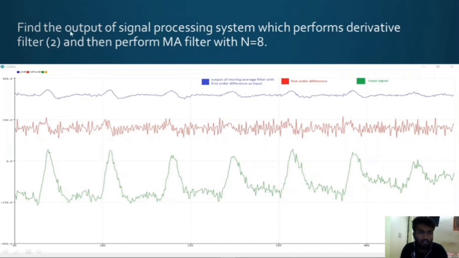The next question is to find the output of the signal processing system which performs a derivative filter, that is the first order derivative, and then performs a moving average filter with n equals 8. Here we have the given input signal. Now this is the first order difference filter, that is the high pass filter. Here we can see the low frequencies are eliminated, and this signal is passed to the moving average filter to get this required output. This is the output of the moving average filter with the first order difference as input with n equals 8.